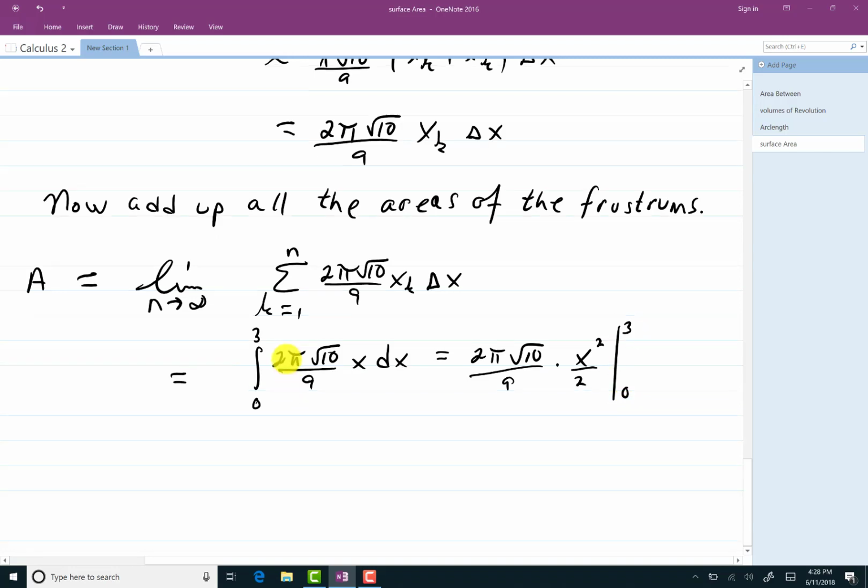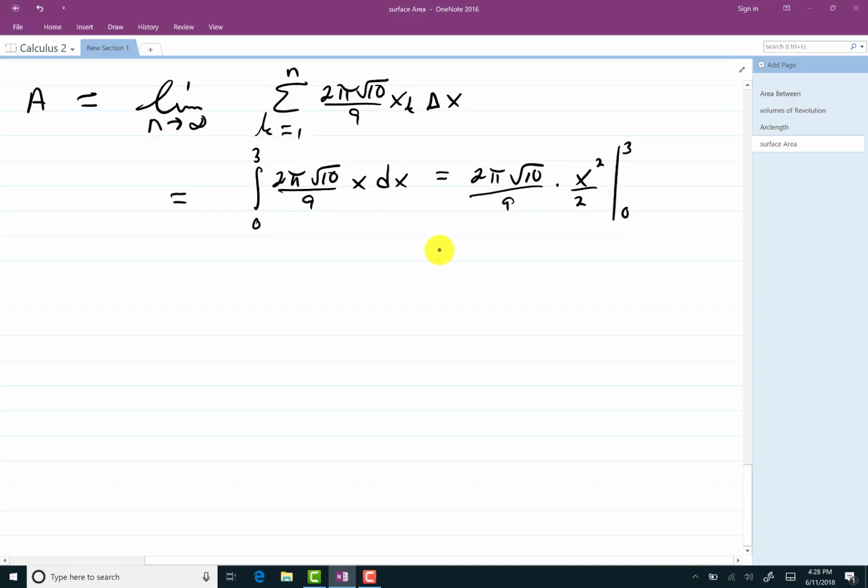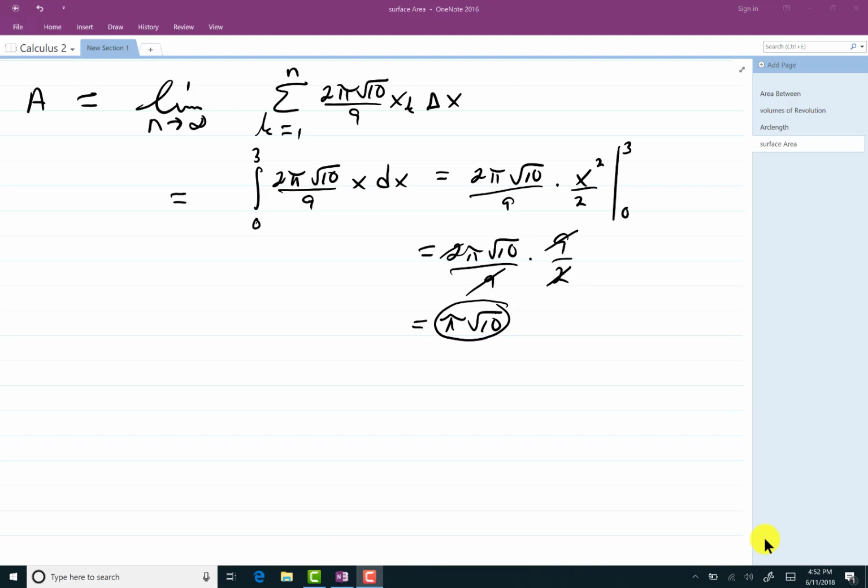Plugging in 0 is no big deal, but 3, I'll plug that in. So I get 2 pi radical 10 over 9 times 9 halves. The 9's cancel, the 2's cancel, and we are left with pi times radical 10, which is the area we tried to get. For my first example, and you'll see that these are all pretty simple to set up.